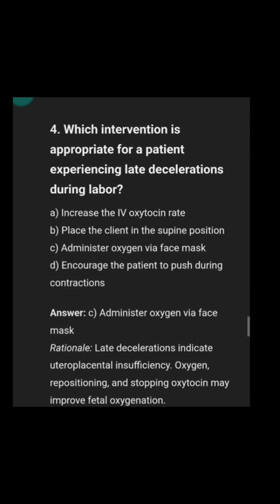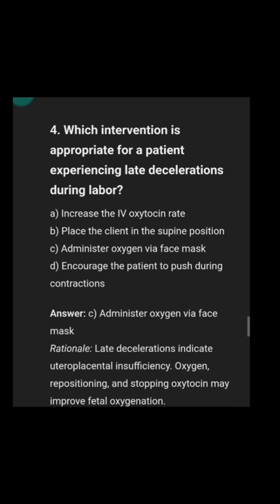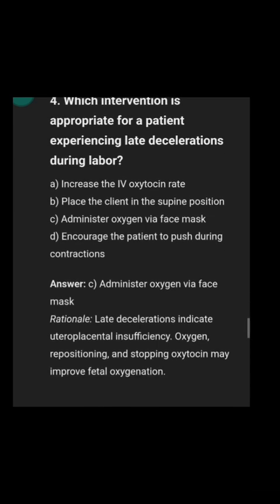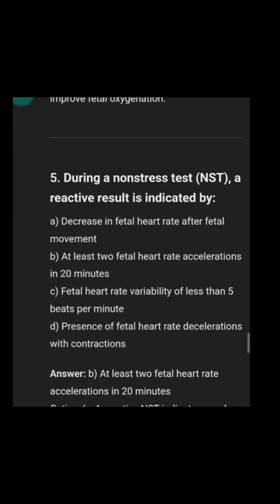4. Which intervention is appropriate for a patient experiencing late decelerations during labor? A. Increase the IV oxytocin rate. B. Place the client in the supine position. C. Administer oxygen via face mask. D. Encourage the patient to push during contractions. Answer: C. Administer oxygen via face mask. Rationale: late decelerations indicate uteroplacental insufficiency. Oxygen, repositioning, and stopping oxytocin may improve fetal oxygenation.